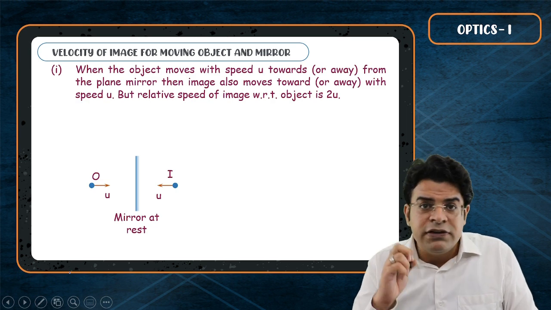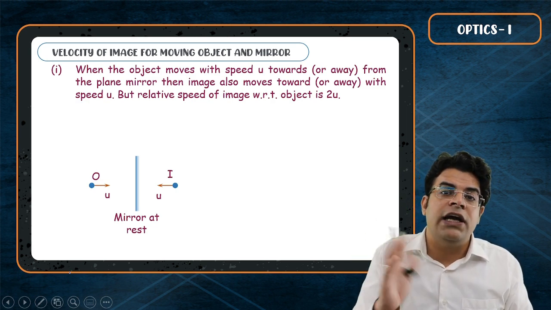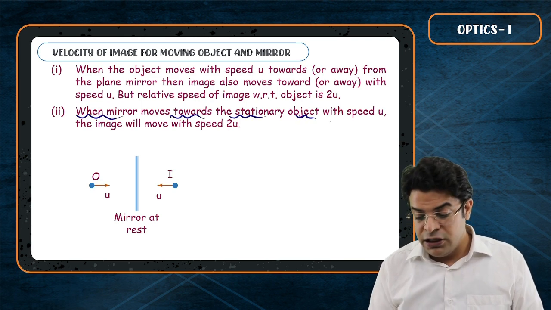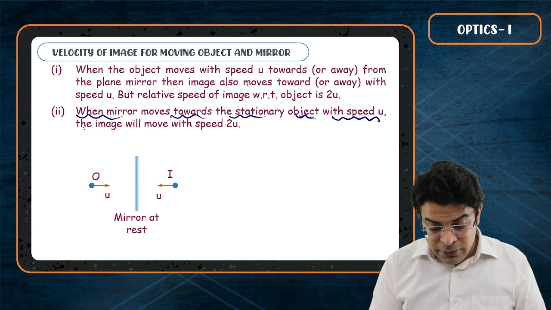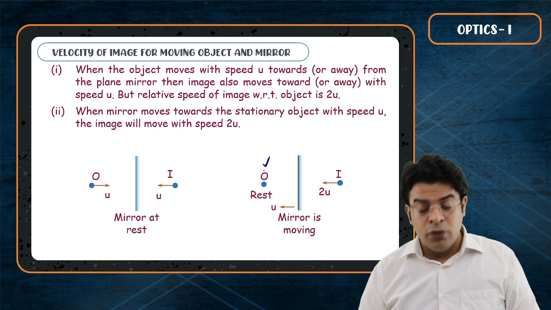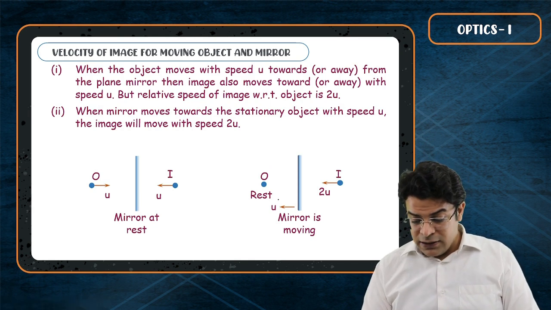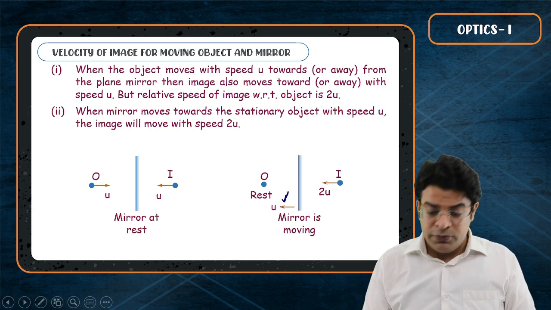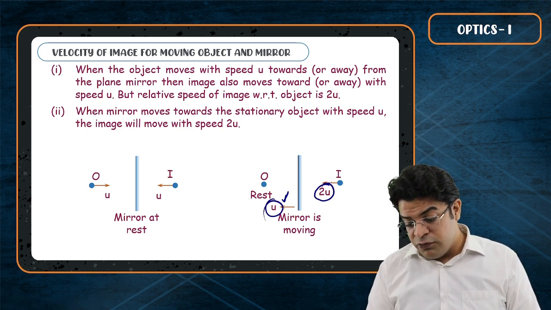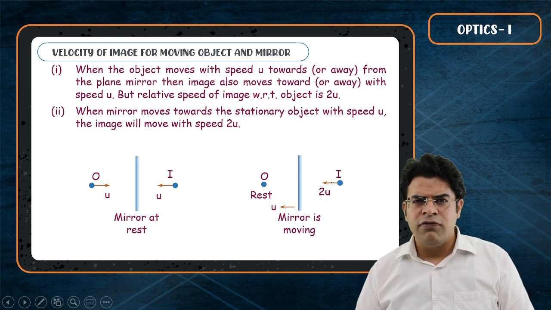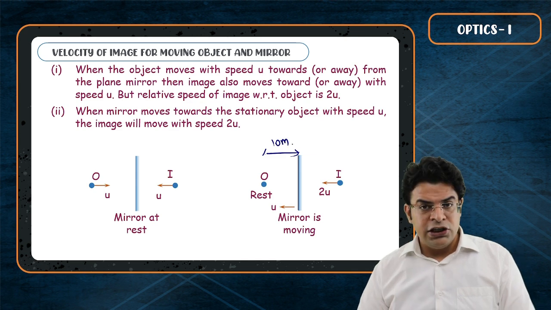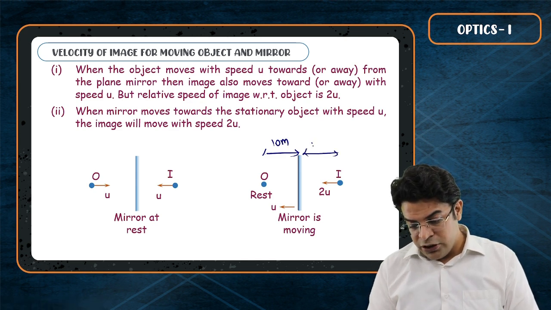Now let's think of the second case, when the mirror has a velocity along the normal. When a mirror moves towards a stationary object with speed u, the image will move with a speed 2u. So if you have an object at rest, and the mirror moves towards the object with a speed u, then the image will move towards the object with a speed 2u. Simple argument. Let's say this distance is 10 meter initially, so this distance will also be 10 meter.